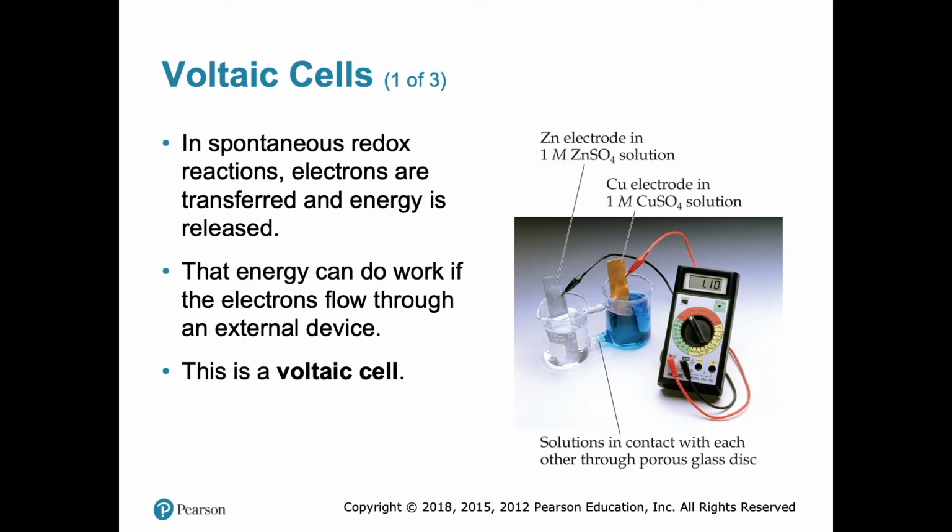All right, so that takes us to talking about voltaic cells. In a spontaneous reaction, electrons are transferred and energy is released. That energy can do work if the electrons flow through an external device, and this is called a voltaic cell.